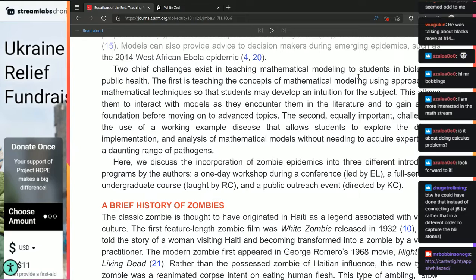The second, equally important challenge is the use of a working example disease that allows students to explore the design, implementation, and analysis of mathematical models without needing to acquire the expertise on a daunting range of pathogens. Here we discuss the incorporation of zombie epidemics into three different introductory programs by the author, a 1 day workshop during a conference led by EL, a full semester undergraduate course taught by RC, and a public outreach event directed by KC.